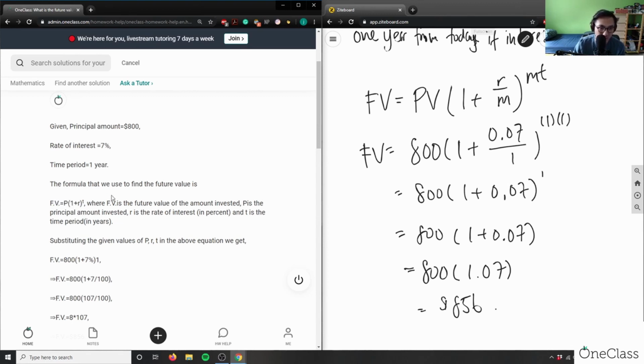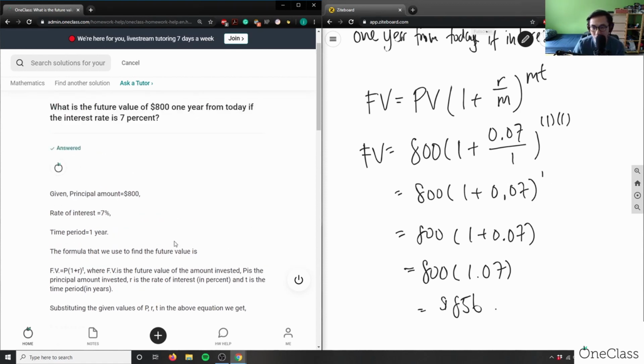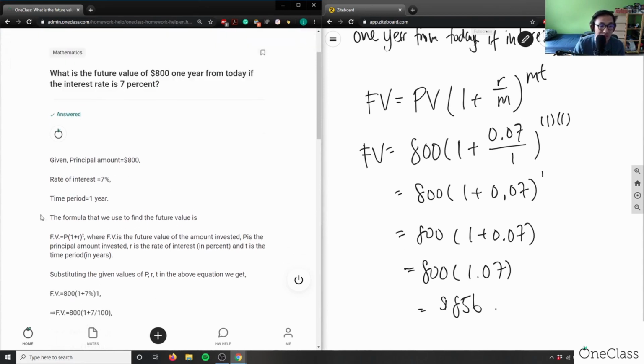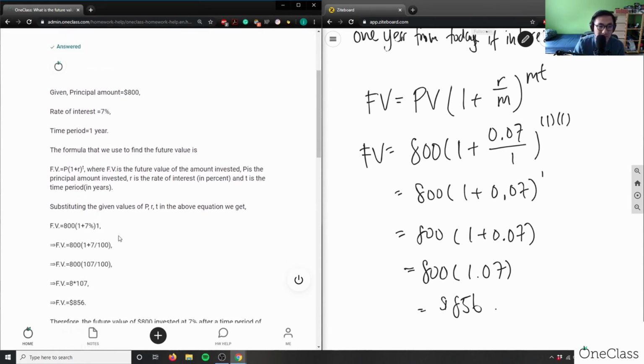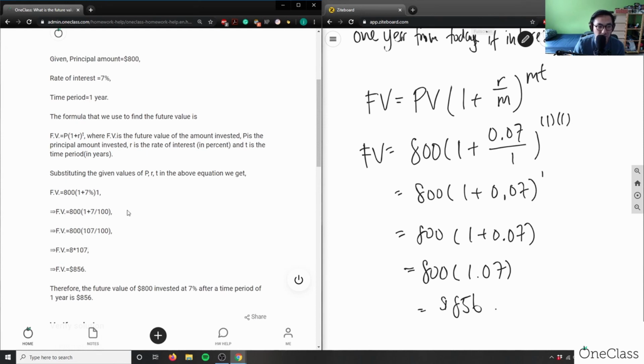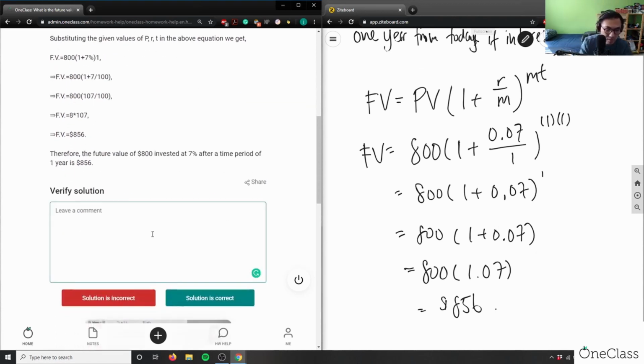We use this equation here, P times 1 plus R to the power of T. I don't like how they did not include the M here. It is implied that the compounding period is 1, but if, for example, it was 7% biannually or monthly, then this equation changes. So I actually don't like the equation that they're using here, but it still gave us our correct answer of 856, and they subbed in everything correctly, I believe. They just divided by 100. P is the principal amount invested, R is the rate of interest, and T is the time period in years. And they did 1 plus 7%, which is 0.07. So this still gave us a correct answer. So I'm going to say good solution.